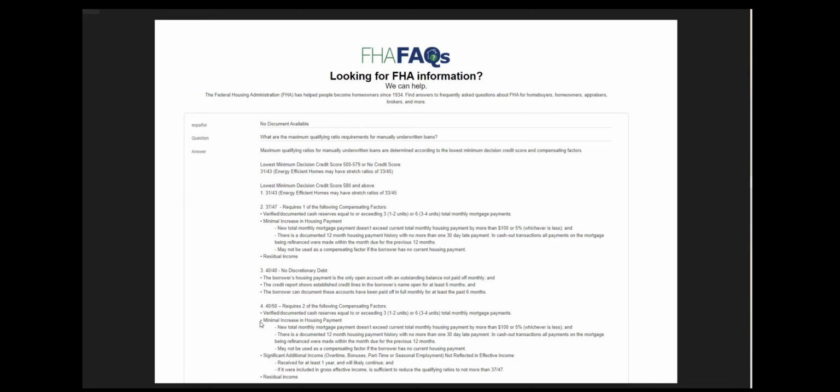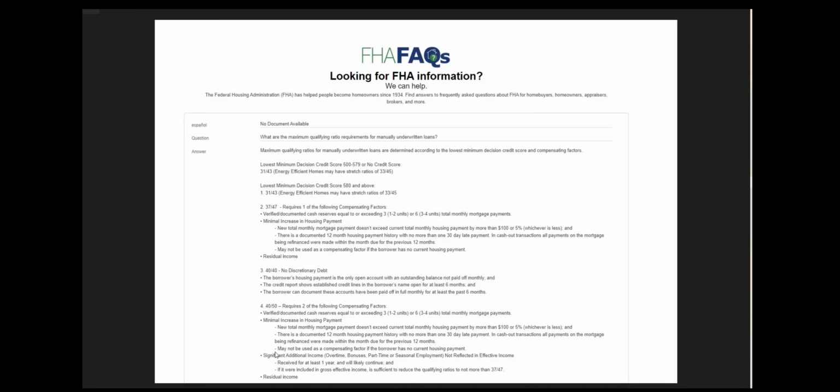And then we have minimal increase in housing payment. The new total monthly mortgage payment does not exceed the current total monthly housing payment by more than $100 or 5%, whichever is less. And there is a documented 12-month housing payment history with no more than one 30-day late payment. And in cash out refinance transactions, all payments of the mortgage must have been made within the month due for the last 12 months.